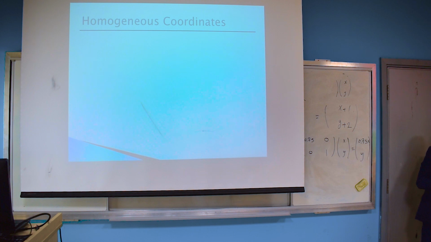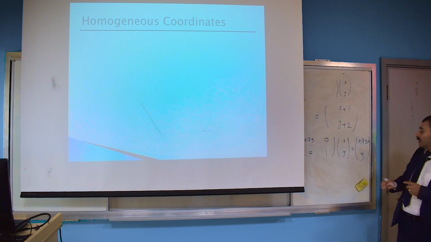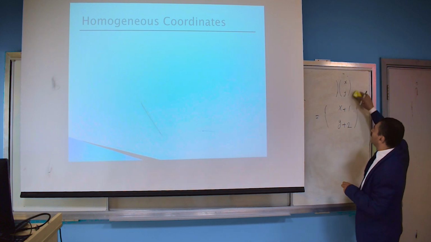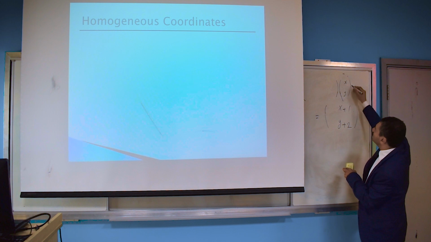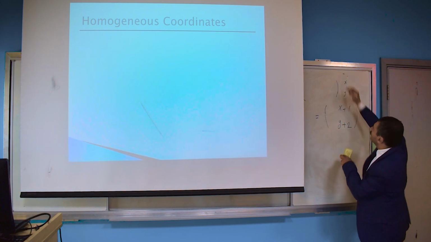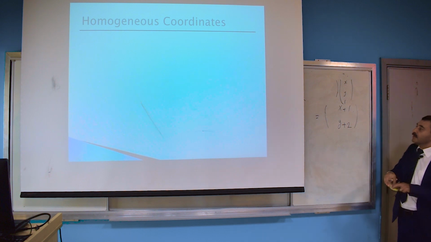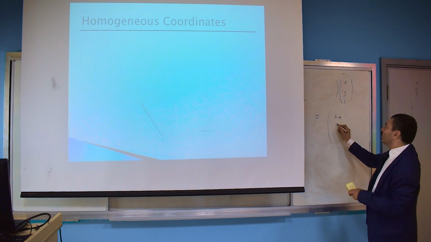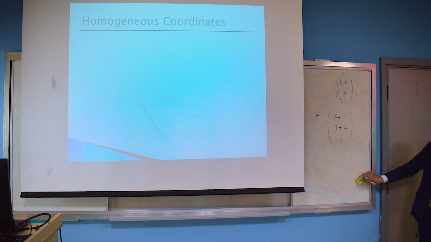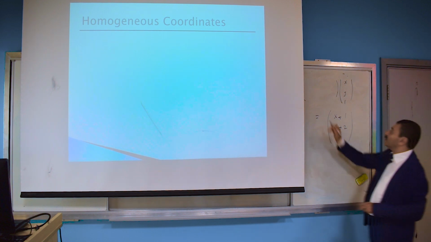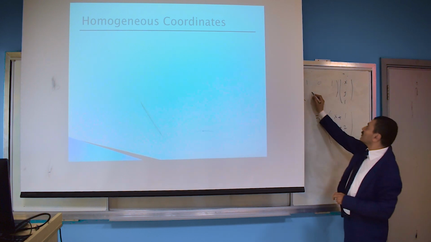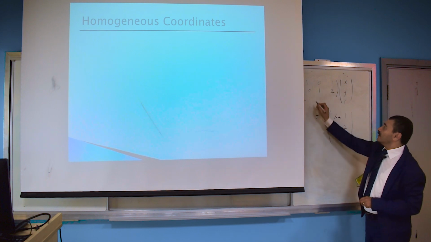You can't, right? Can you? However, if you use something called the homogeneous coordinates, we can add to our vector a third dimension called 1. Okay? Can you do it this way? X plus 1, y plus 2, and 1. So we write here 1, 0, 1, and then 0, 1, 2, then 0, 0, 1.